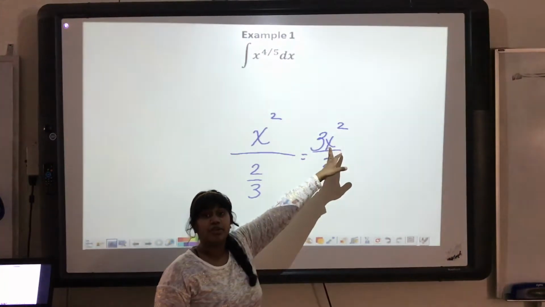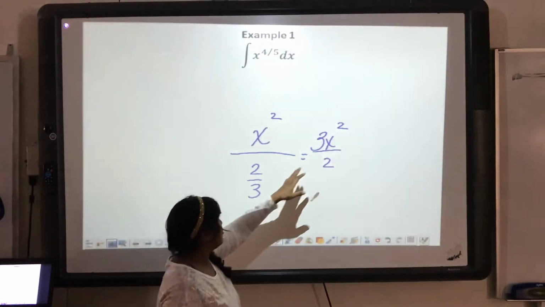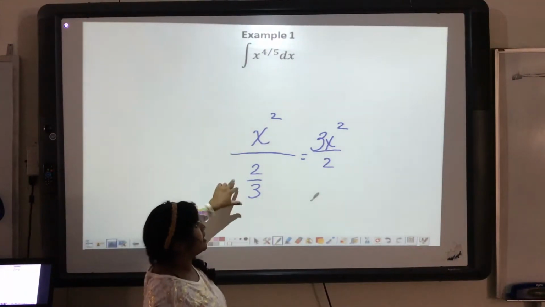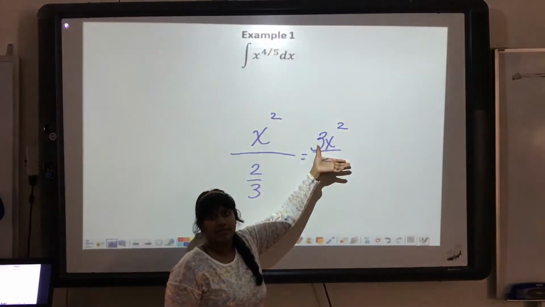If I plugged in any value now for my x, it would be easier for me to calculate that arithmetically versus seeing it like this. I mean, either way is solvable, but this is an easier method to see visually.